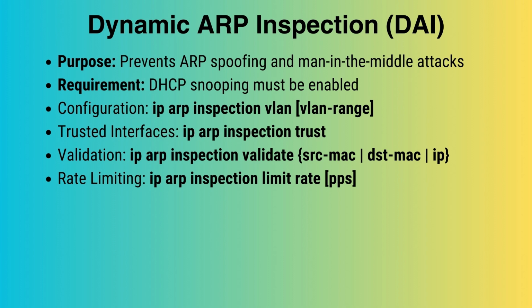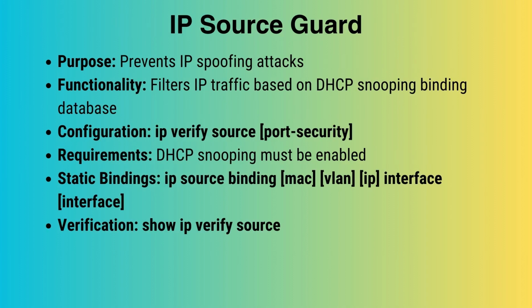To enable DAI, use the ip arp inspection vlan range command to specify the VLANs to protect. Mark trusted interfaces with the ip arp inspection trust command to allow ARP traffic from legitimate sources. DAI inspects ARP packets and verifies their authenticity before allowing them into the network. This prevents attackers from using ARP spoofing techniques to intercept or manipulate network traffic, enhancing overall network security.